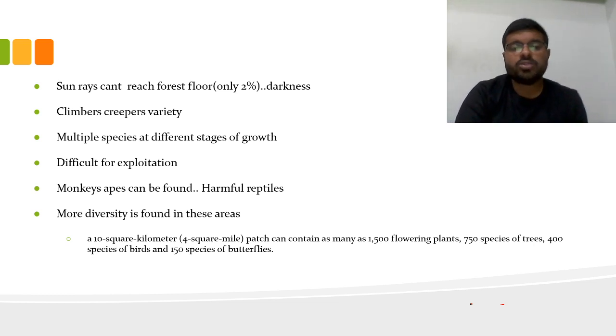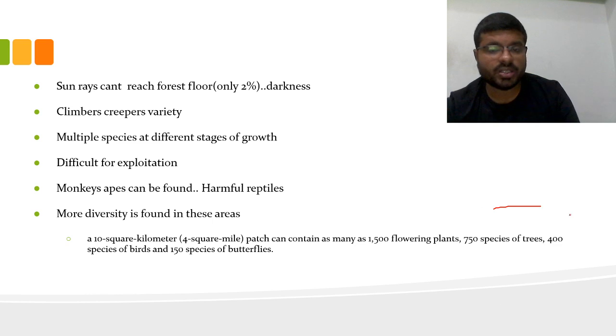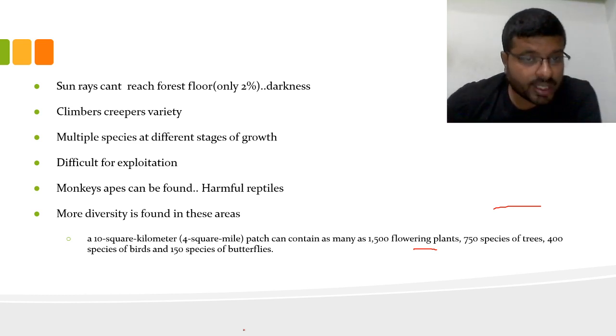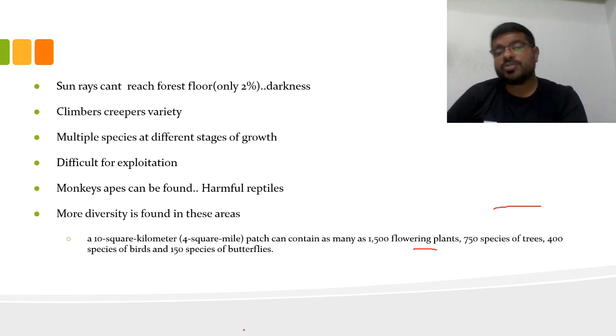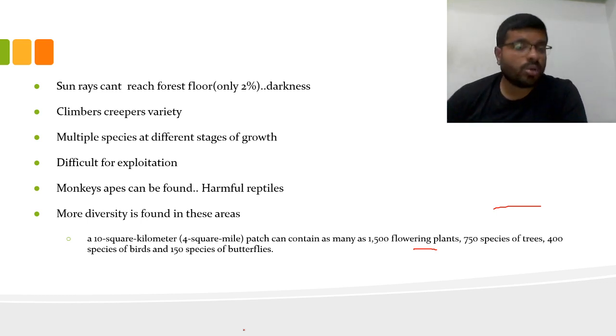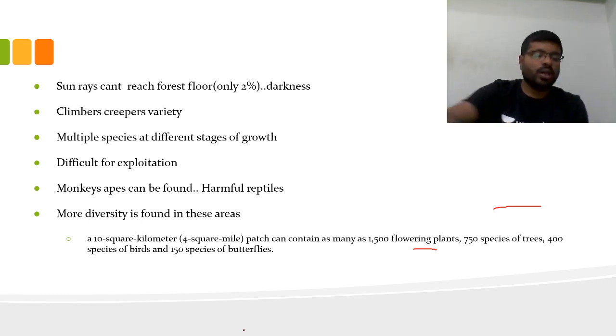Then you will find so much diversity here, so much biodiversity. You see, a 10 square kilometer area can have as many as 1500 flowering plants, 750 species of trees, 400 species of birds, and 150 species of butterflies. See, butterfly is one species, right? 150 varieties of species of butterflies you can have. So much variety. So more biodiversity is found because of more energy here.